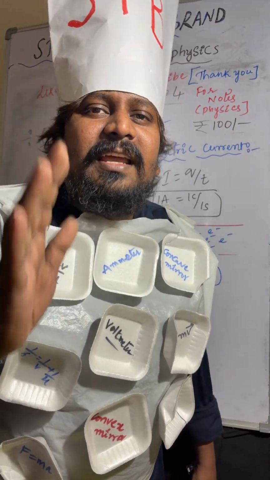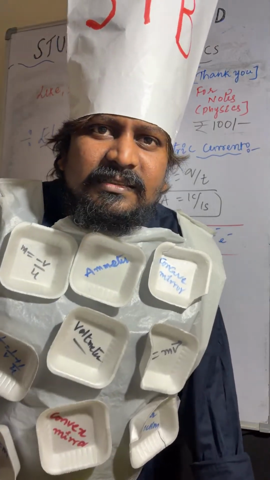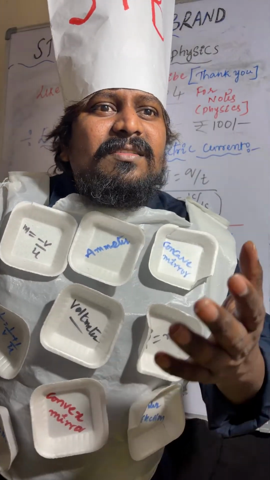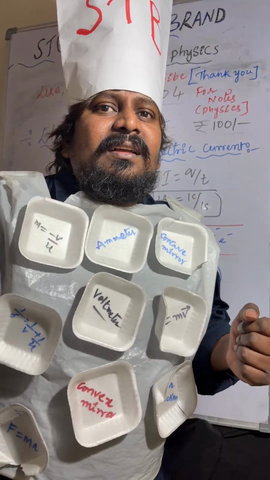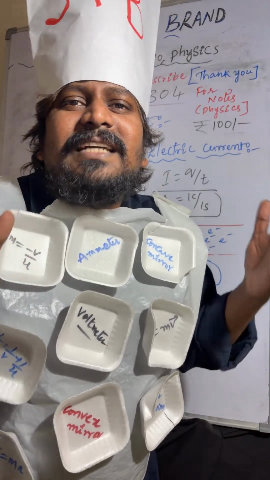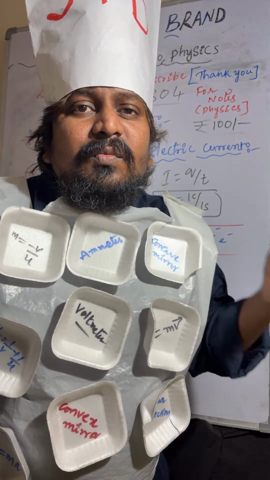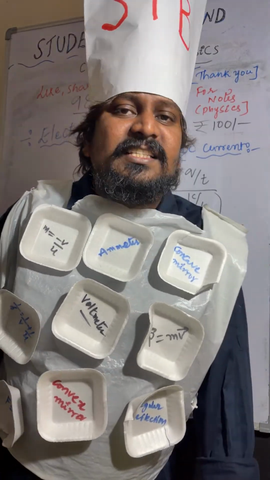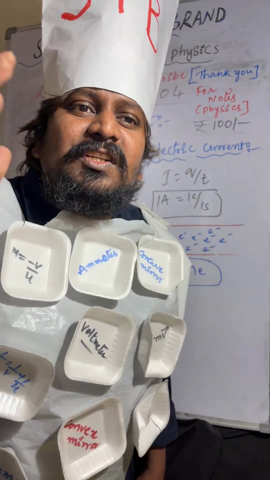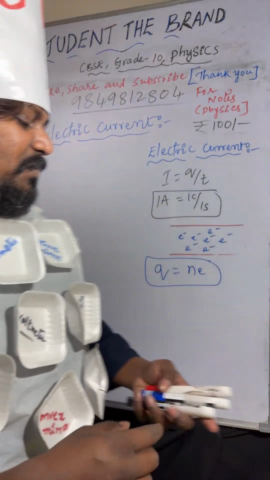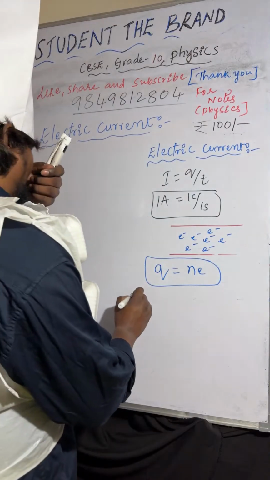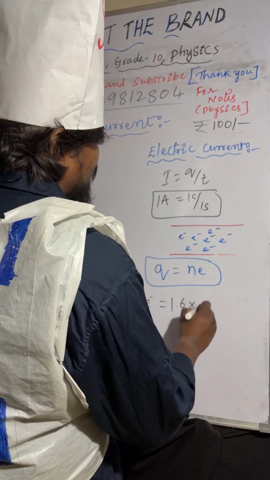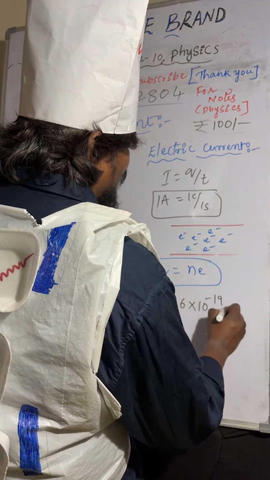Q equals Ne. On 1 electron, how much charge is present? On 1 electron, the charge is 1.6 into 10 power minus 19 coulomb.